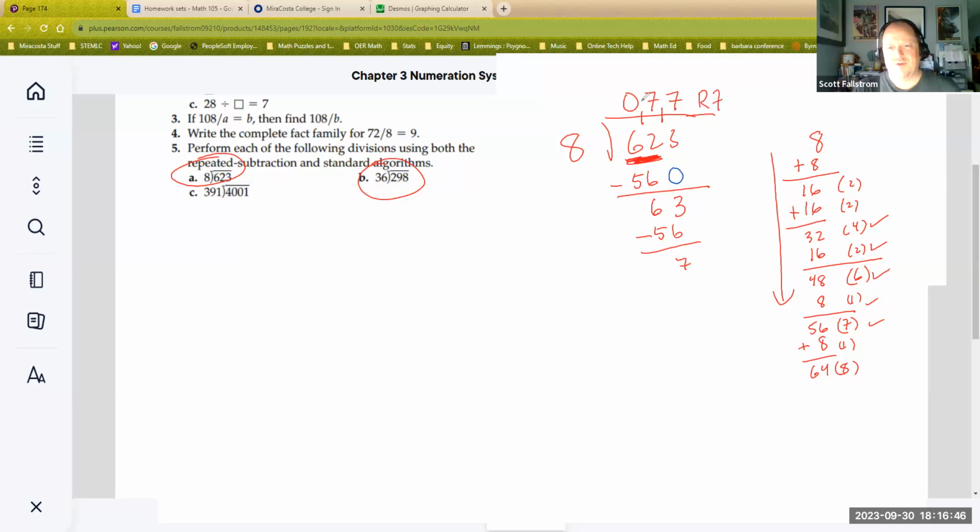So what a fun problem, right? The answer is 77 remainder 7. So I have a feeling somebody was having a little fun when they wrote that one. No names.